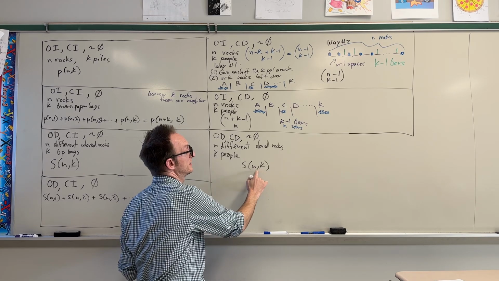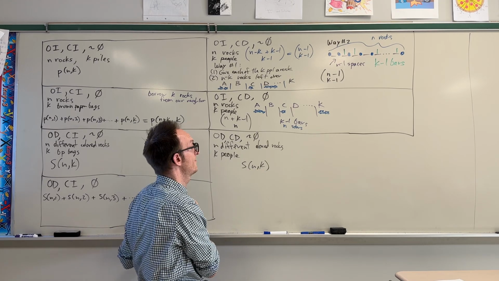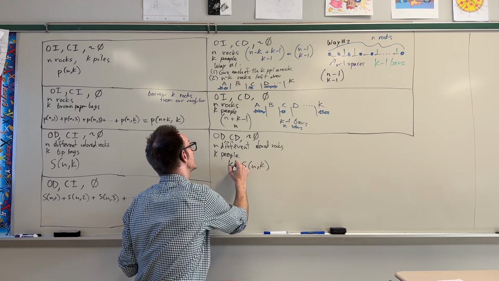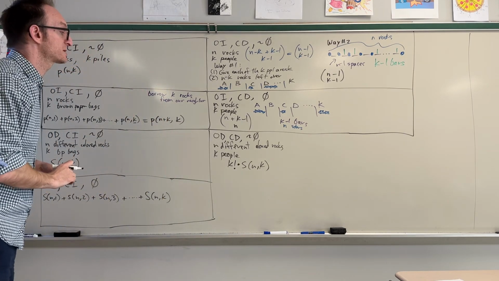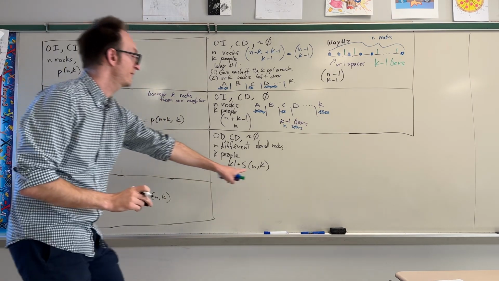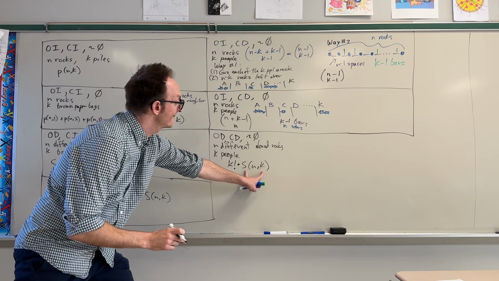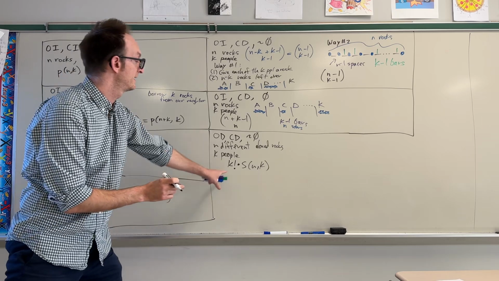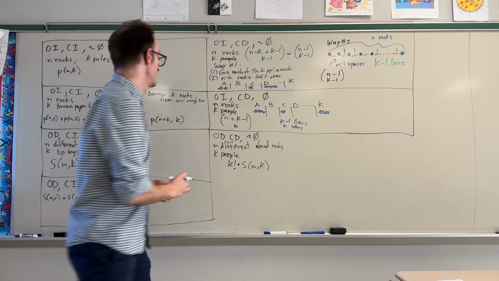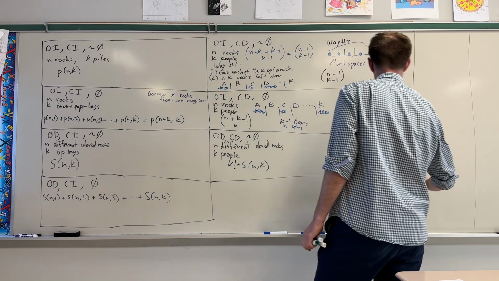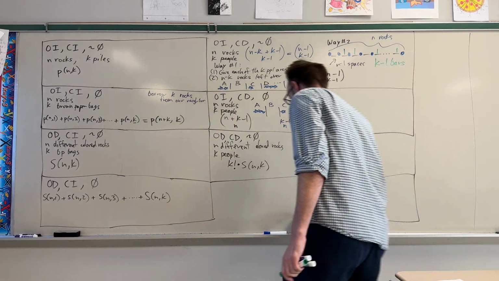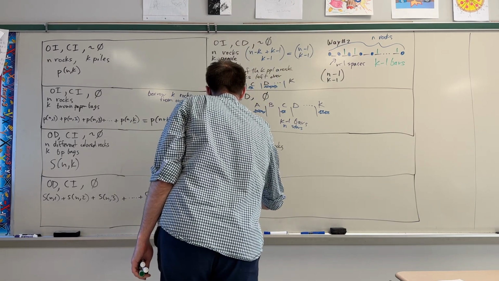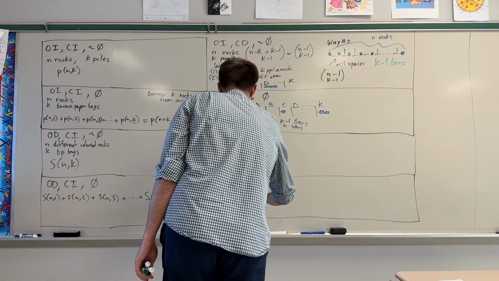So for every way there is to make the k distinct, non-empty bags full of rocks, there are k factorial ways to distribute those k bags to the k people. So first I make all the bags, and there are this many ways to do it, and then there are k factorial ways to permute those bags, to pass out those bags, so to speak. Okay, and now the final one: objects distinguishable, containers distinguishable, empty.